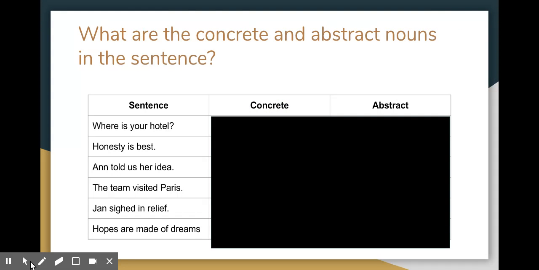All right. I want you to look at these sentences, and I want you to make a chart like I have. Sentence, concrete, abstract. And I want you to write the sentence just like I did, and then I want you to pull out the nouns and put them in the right category. Are they concrete or are they abstract? I'm going to give you time to do this. Obviously, go ahead and pause to try this. Hit the play button when you're ready to start again. Go ahead and pause.